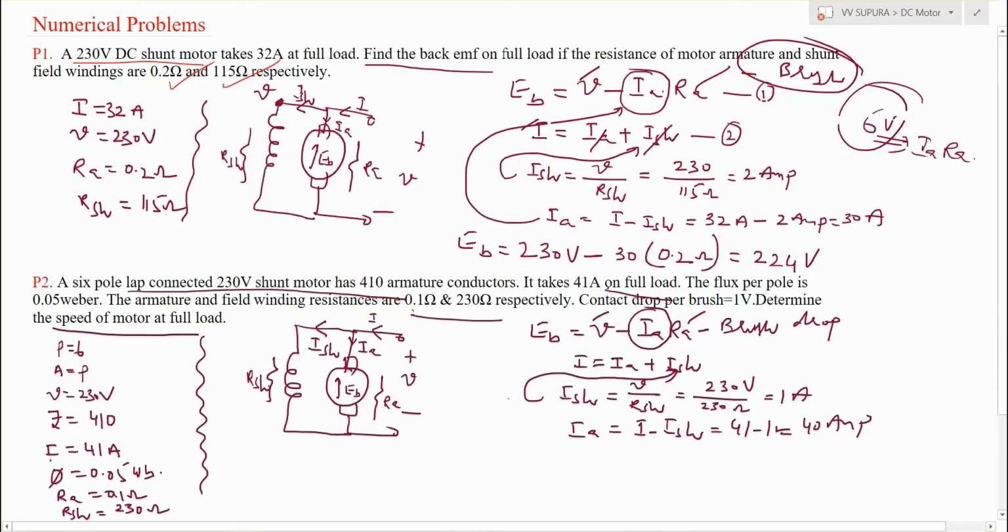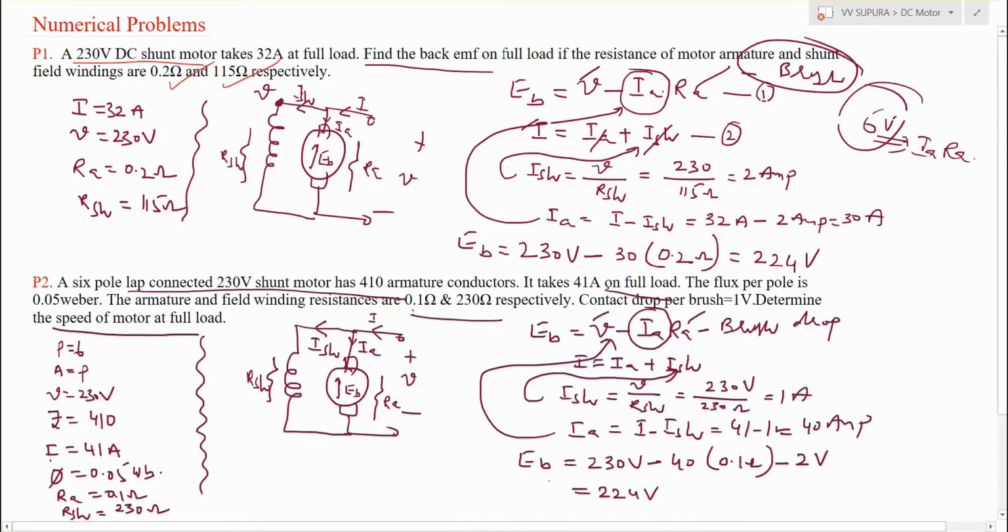Now I can substitute this IA value in this equation. I can write EB is equal to supply voltage 230 volts minus 40 multiplied with armature resistance 0.1 ohm and brush drop is 1 volt per brush. There are two brushes, it will be 2 volts. Now the back EMF is calculated as 224 volts. So it is 4 plus 2, 6, so 230 minus 6, it's 224 volts.